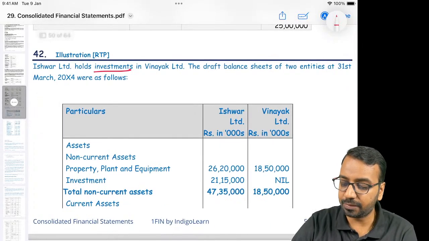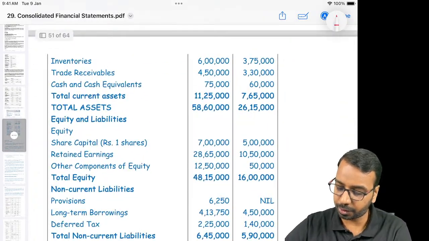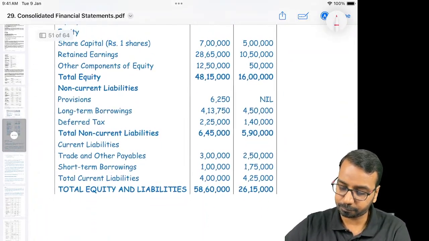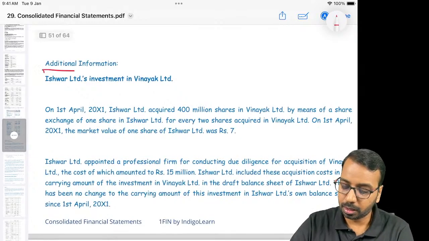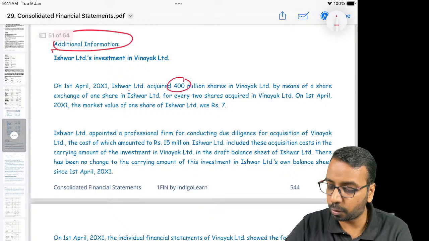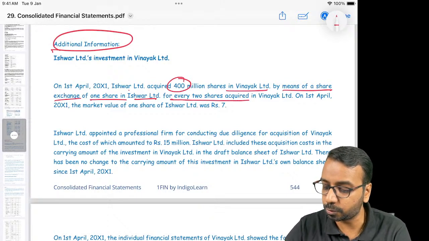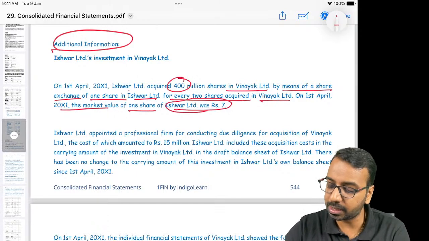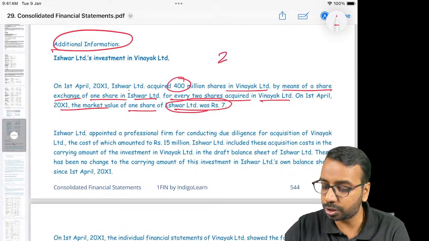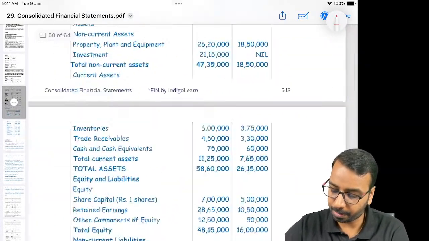Ishwar Limited holds investments in Vinayak Limited. Draft balance sheets are given below. Now here, additional information. On 1st April, they acquired 400 million shares in Vinayak Limited by means of a share exchange of 1 share in Ishwar for every 2 shares acquired in Vinayak. The market value of 1 share in Ishwar was 7. So basically, for every 2 shares, he will give 1 share. So how many shares are here?